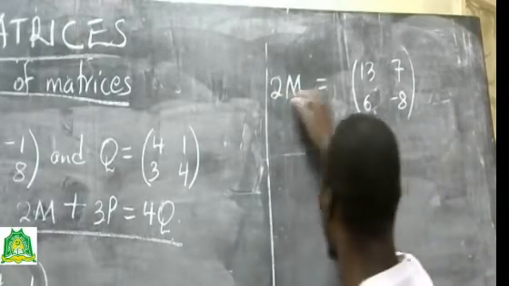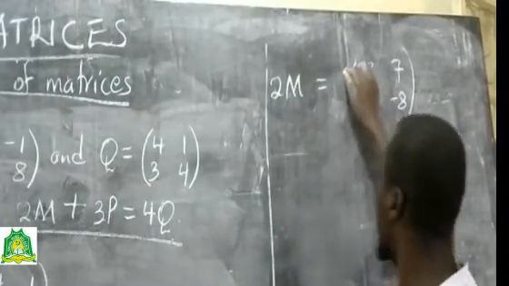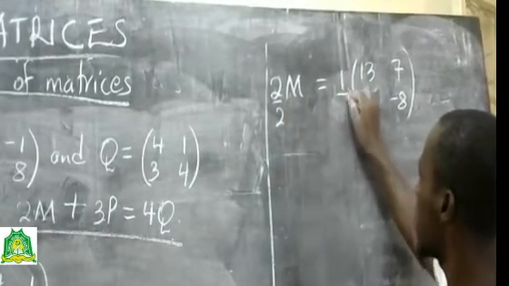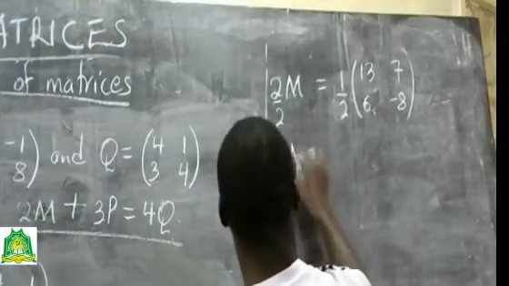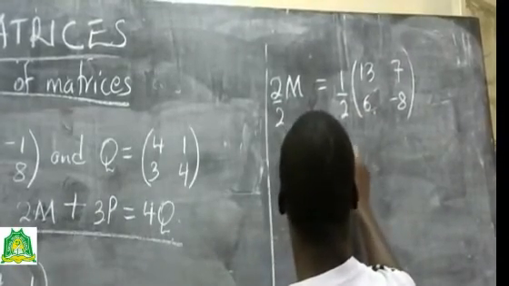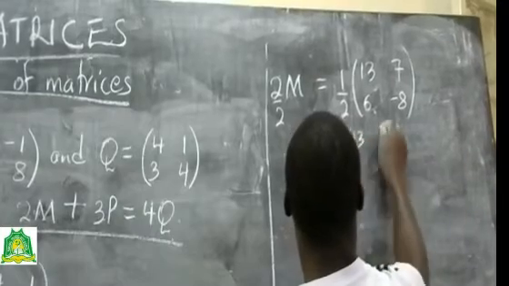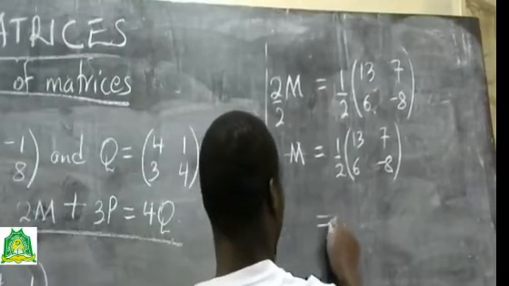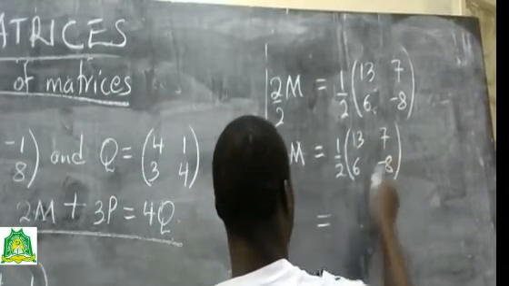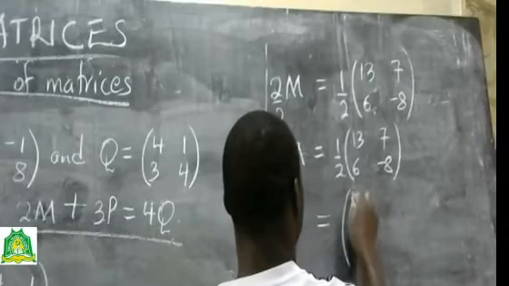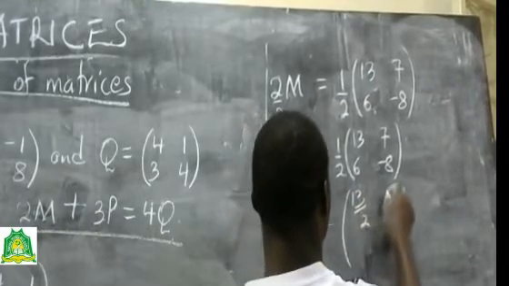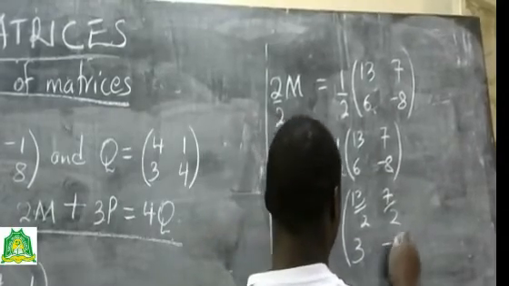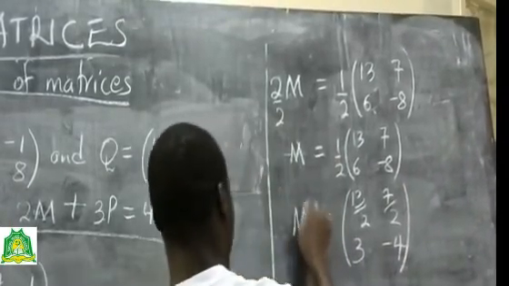So now 2M is equal to that matrix. The scalar here is the 2, so I'm going to divide both sides by 2. Then I have my matrix M is equal to a half into 13, 7, 6, negative 8. Now the half is going to multiply with every element inside there to get 13 over 2, 7 over 2, 3, and negative 4 as my matrix M.